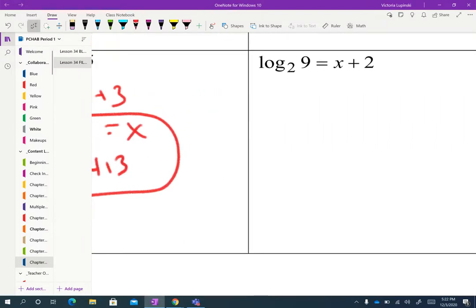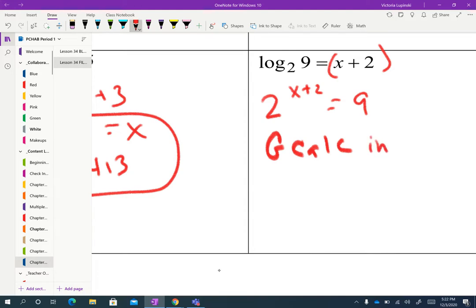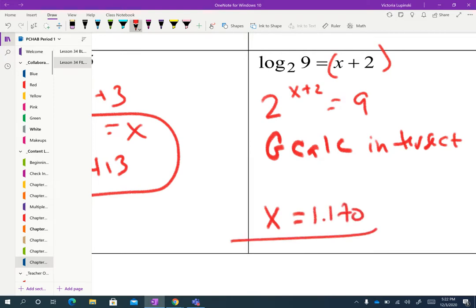Last but not least, if you're thinking of it as the loop, this x plus 2 should stay together. So this is going to be 2 to the x plus 2 equals 9. Think back to the first lesson of exponentials. The only way to solve an exponential equation, if you do not have like bases, which you don't, is you're going to have to use the graphing calculator and the intersect feature. I'm relatively confident that you could do that. And if you do that, you're going to get 1.170. So I don't think that anything was really brand new, but certainly important to review.